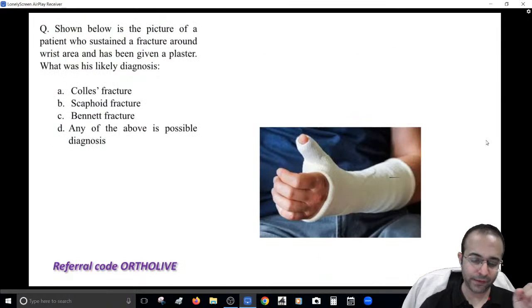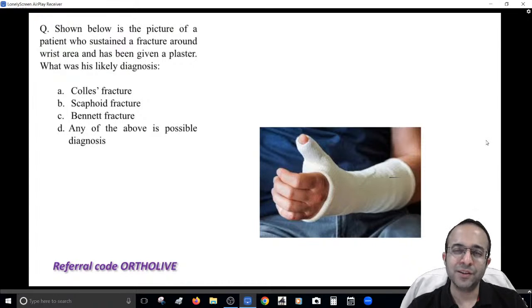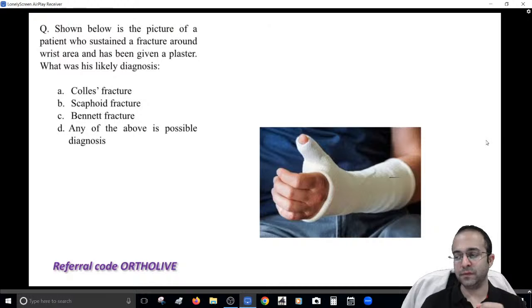Hiba, perfect enough. Now another of my favorite ones. Of late I have seen that a lot of pictures of plasters are coming in your exams, and you have to interpret things looking at those plasters.